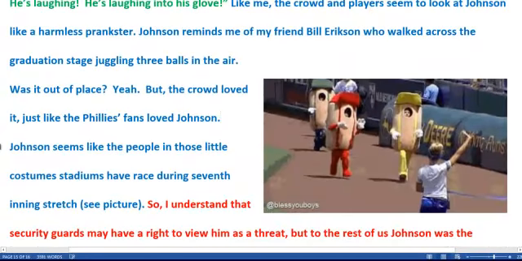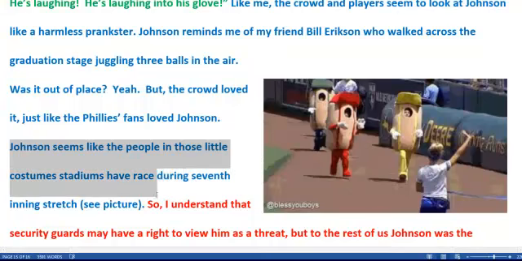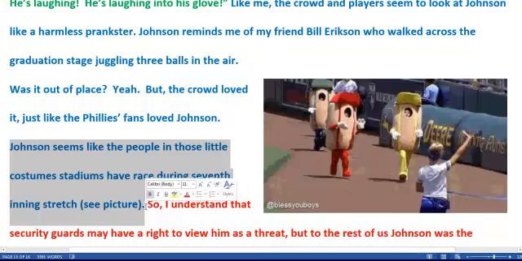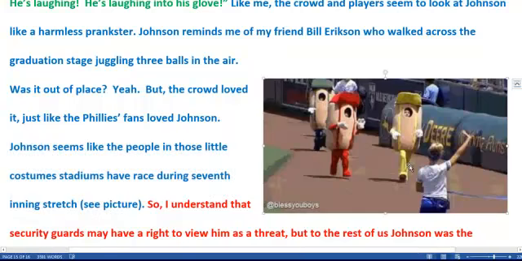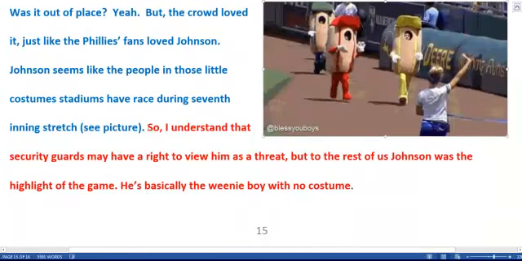and that's just an example of one thing the students can do. I also actually add a simile here. Johnson seems like the people in those little costumes stadiums have raced during the 7th inning stretch. See picture. I am fine with students using pictures personally, as long as they explain them in the text of the paragraph and it's not merely decoration. Also, of course, if it were a more formalized research paper, I'd have them cite the picture as well.